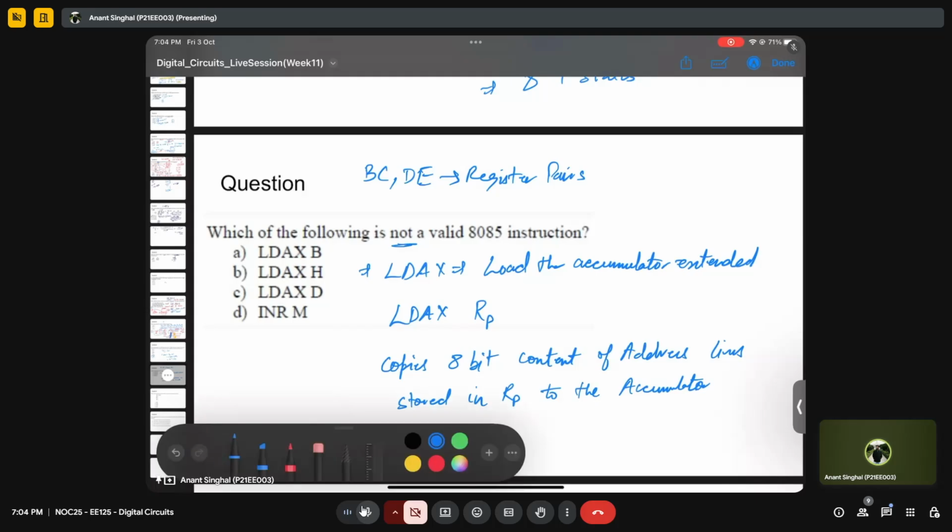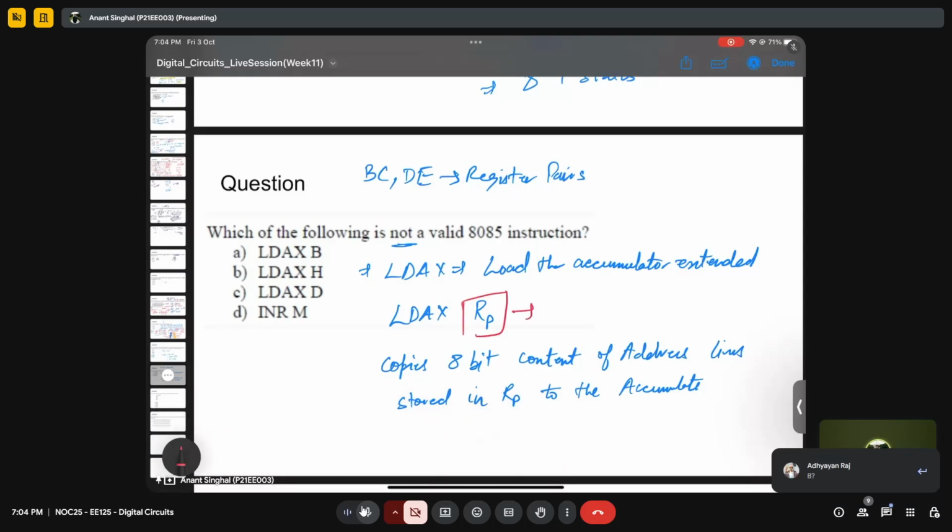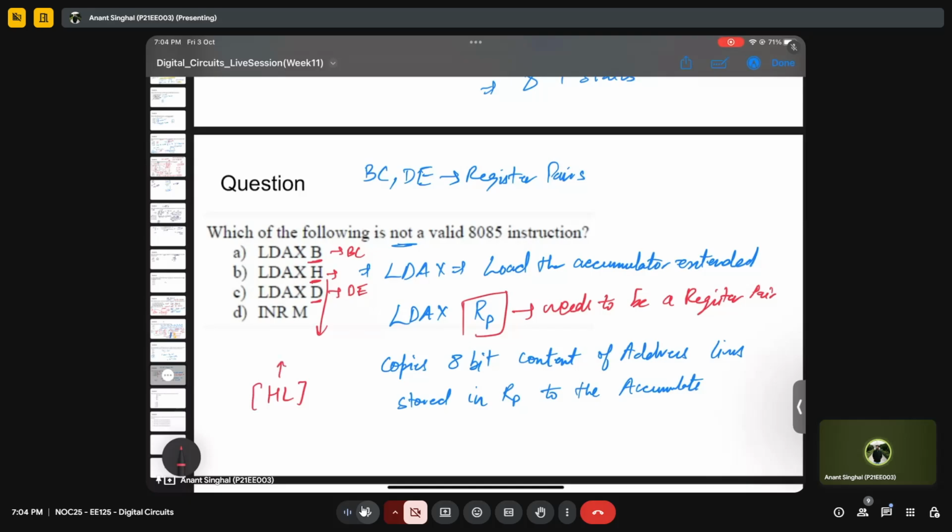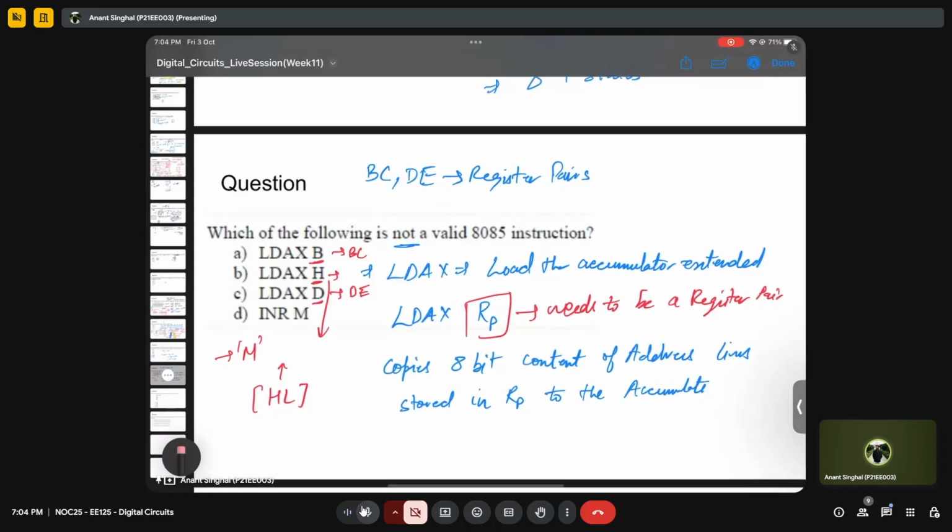So this needs to be a register pair. Whenever you write a B, this is obviously the BC register pair. Whenever you write a D, this is obviously the register pair DE. But whenever you write an H, for the HL register pair, as I already told you, we have a memory location which is given by a memory word M. So option D cannot be executed. So option B is the correct answer first of all to this problem.